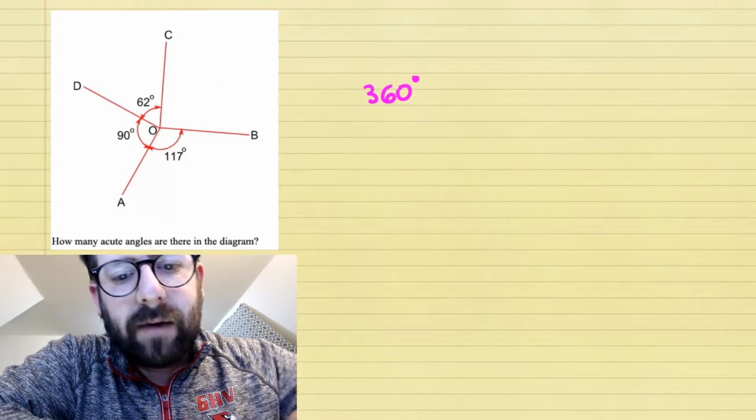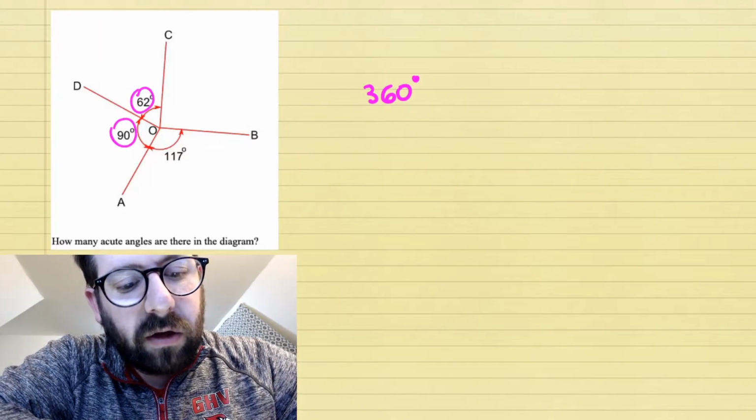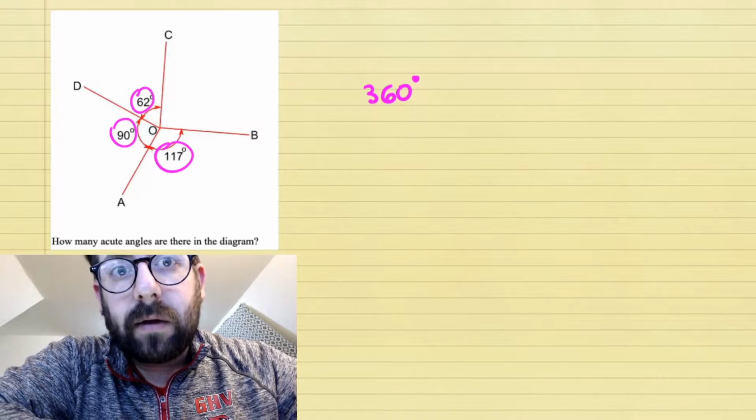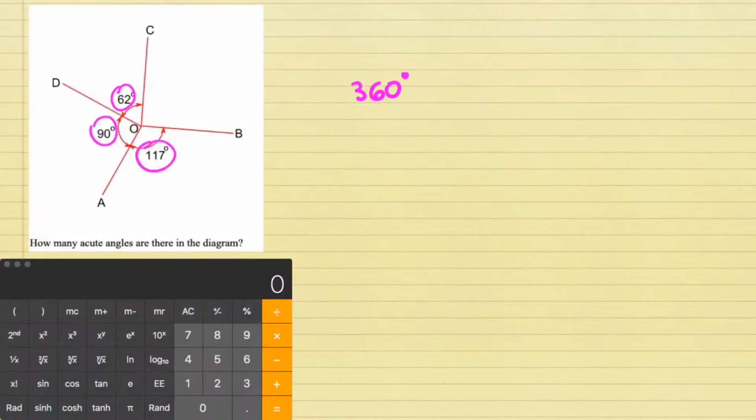So we need to find this mystery angle. What we're going to do is take 360 and subtract these 3 angles off of it, and we're going to get to that number. I'm going to pull up my calculator here so you can see it. Let's type in the 360 first, and now I'm going to subtract the 3 angles: subtract the 62, subtract the 90, and subtract the 117. What's left is this final angle, which is 91 degrees.